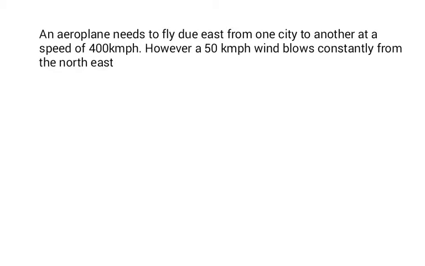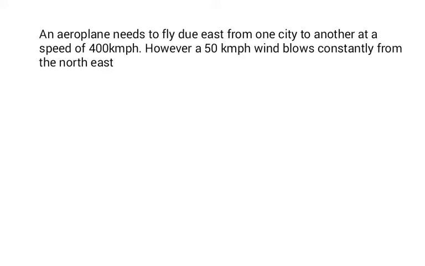Here we're looking at vector subtraction, but in context. So we have an aeroplane that needs to fly due east from one city to another at a speed of 400 kilometers per hour. However, a 50 kilometer per hour wind blows constantly from the northeast.